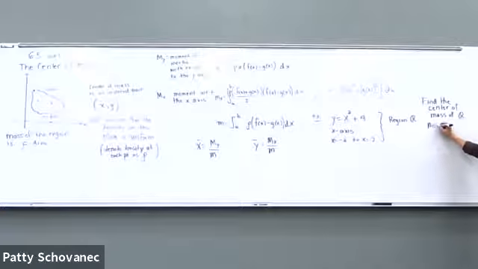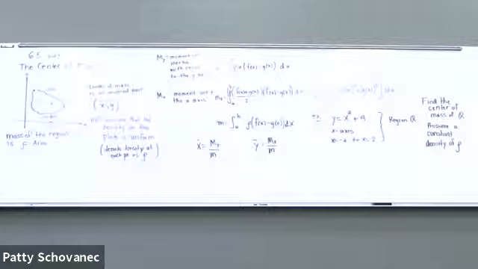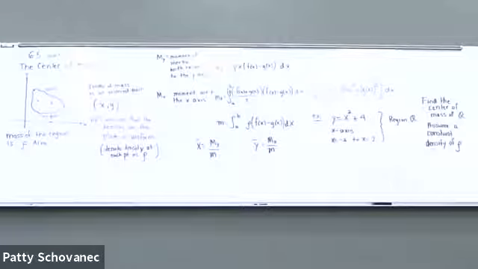So assume constant density of rho. Let's get a graph of that region first, because the picture saves us some work.